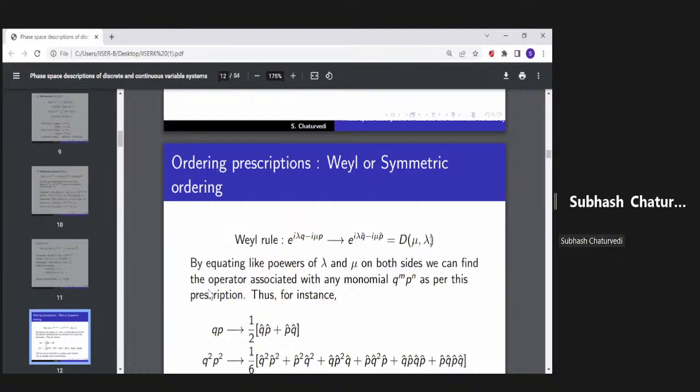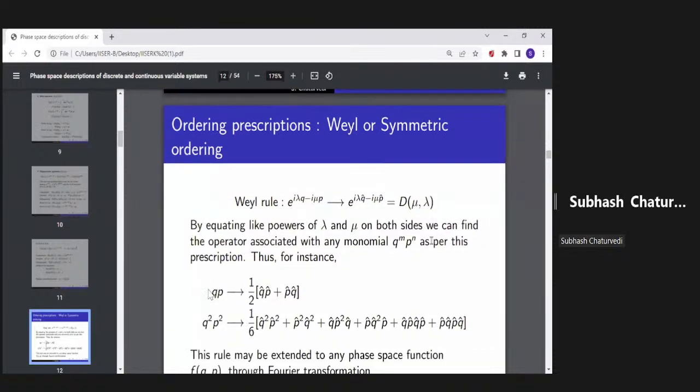Now, by equating like powers of lambda and mu on both sides, we can find what are the operators associated with any monomial q^n p^n, as per this prescription. Thus, for instance, qp will go to 1 by 2 (q hat p hat + p hat q hat), and q squared p squared will go to this operator.